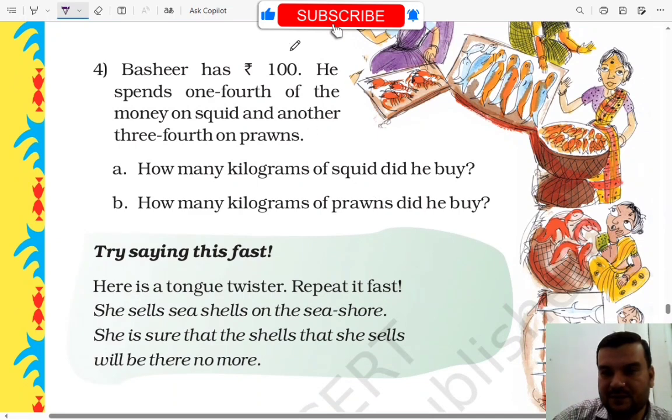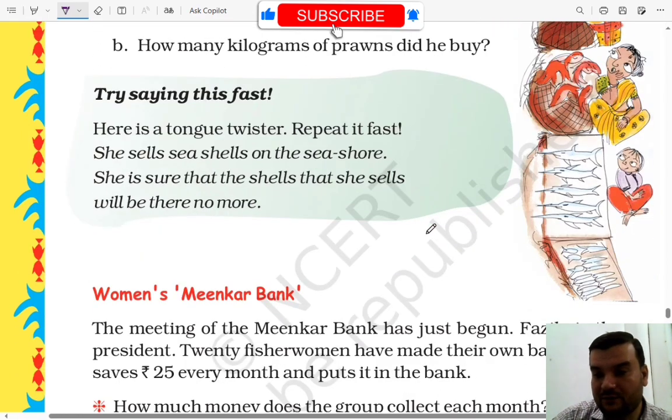Bashir has 100 rupees. He spent 1/4 of the money on squid and the other 3/4 on prawns. How many kilograms of squid did he buy and how many kilograms of prawns did he buy? So you have to think and do the question.